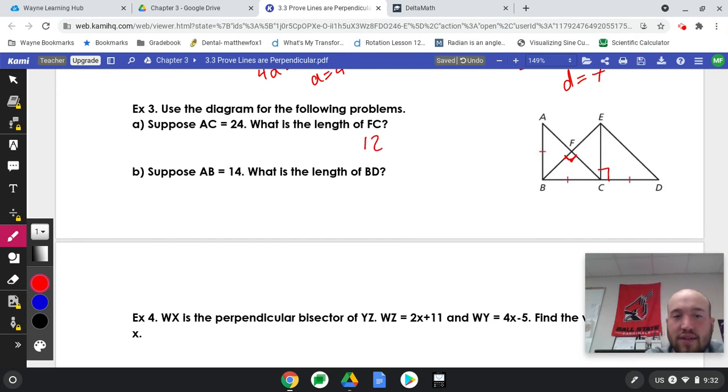Now on the next one, it says suppose AB equals 14. So this AB is 14. What is BD? You see these marks, they would all be the same, so 14 and 14 will be 28.